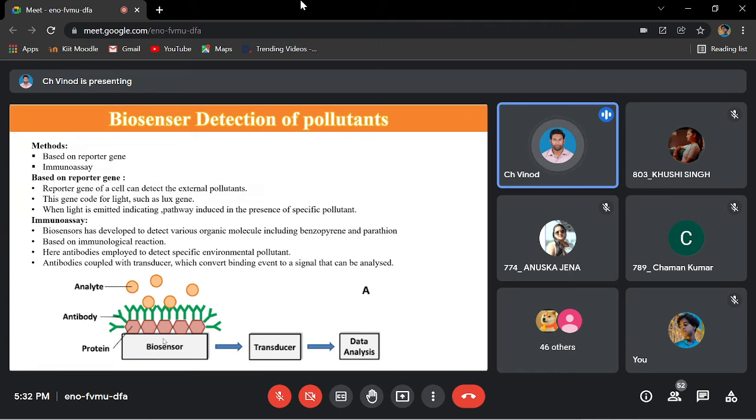The less color there is, the fewer pollutants there are; the more color, the more pollution. Same as here we see light, here we see color. So there are different methods for detecting pollutants. This is looking at the so-called abiotic factors using biological sensors.